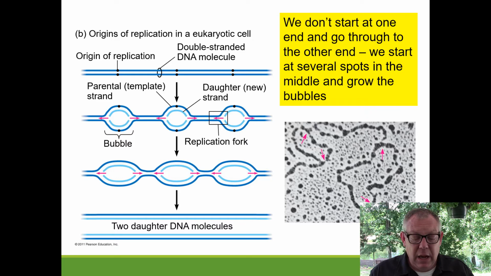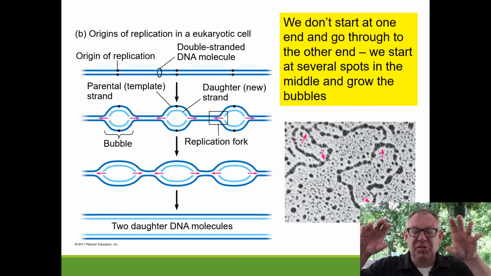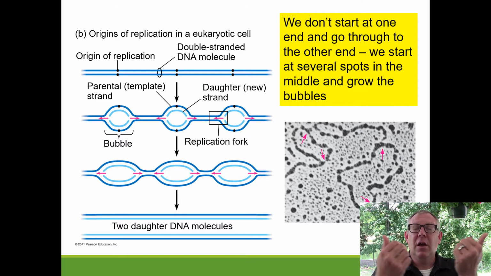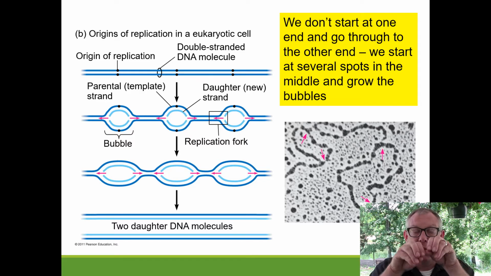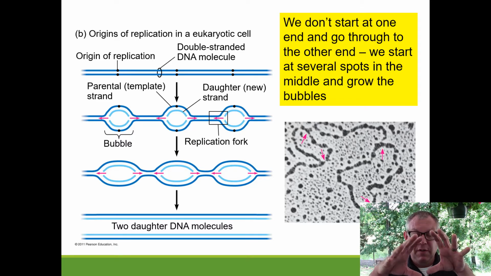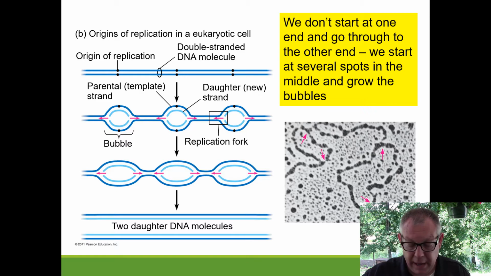Now the point we're trying to make here about these replication bubbles is, you don't just start at one end of DNA and then zip through all the way to the other end. That's not how it works. You start in several places on the DNA and you go in both directions. If you look at the pink arrows, that's showing the direction that you're going. So you start with these small bubbles, and the bubbles grow. The bubbles get bigger, and then you have many of these bubbles that grow, and eventually the bubbles meet. And when all the bubbles meet, now you've got two new identical pieces of DNA.